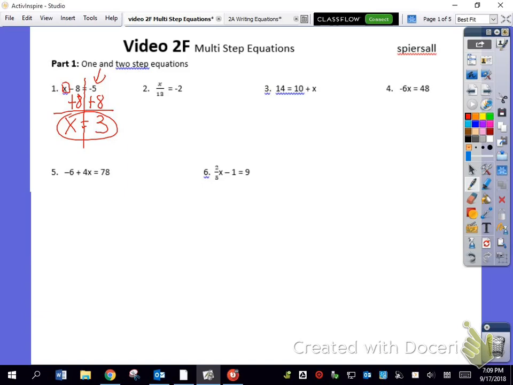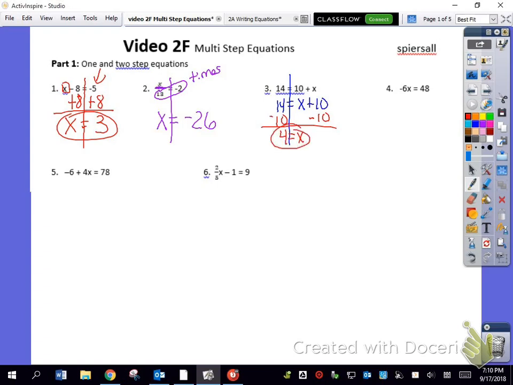On number 2, the opposite operation of dividing is times. And remember, you can multiply those two right there. So remember, you want to multiply those. So 13 times -2. So x equals -26. On number 3, you might want to rewrite that as x plus 10, and then equals 14. Now it's really easy to tell the opposite of adding is to subtract. So subtract 10 on both sides. 14 minus 10 is 4, so 4 equals x.